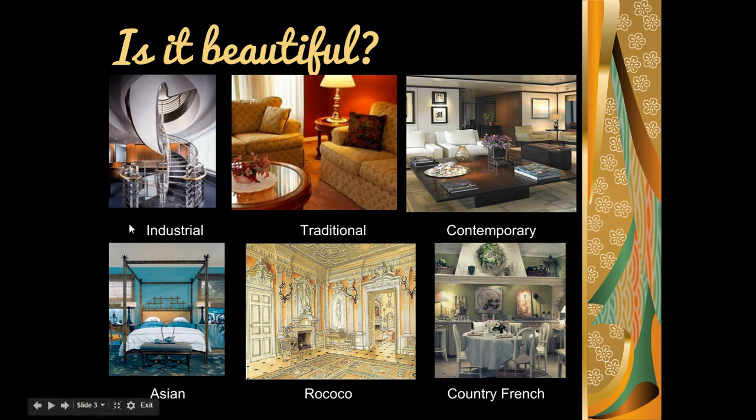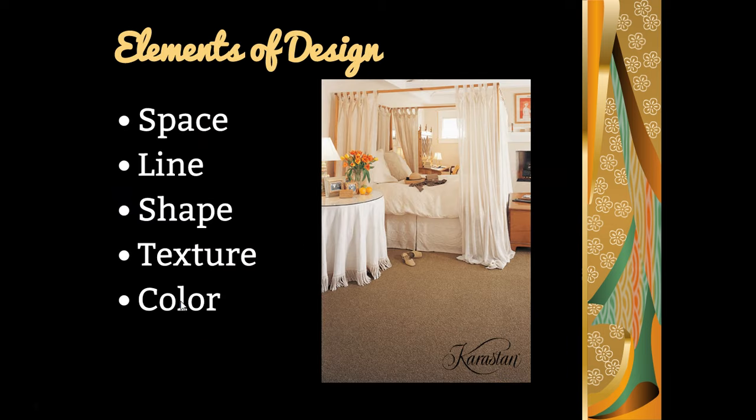So when we're categorizing rooms, we have what's called an industrial look, which is just more sterile with fun lines and things, and you can kind of see that when you look at the industrial. More traditional, and then more contemporary, which is a very popular trend if you watch HGTV. And then we have country French. This is more of like the Italian look, which is called Rococo. And then Asian look, Asian fusion is what it's called.